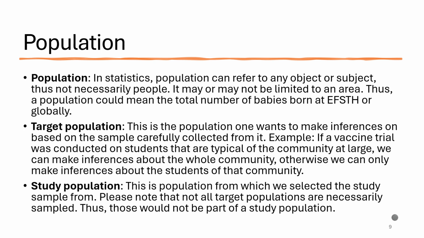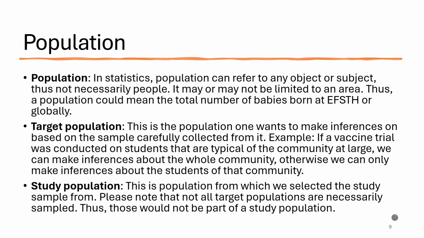So population, in statistics, population can refer to any object or subject, not necessarily people. It may or may not be limited to an area. Thus, a population could mean the total number of babies born at EFSDH or the total number of babies born around the world. So it could be something tangible, like the babies born in EFSDH, or it could be something abstract, the babies born globally, right?